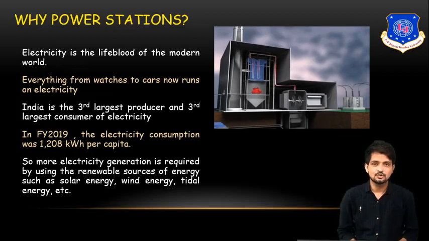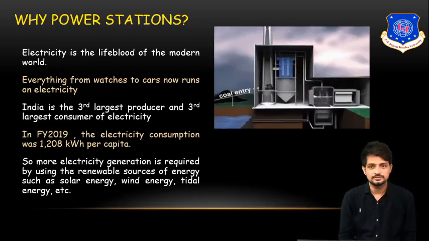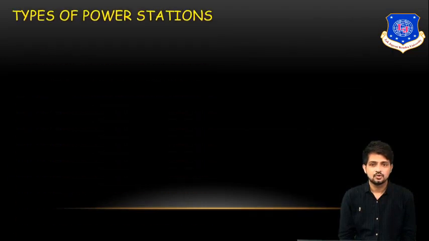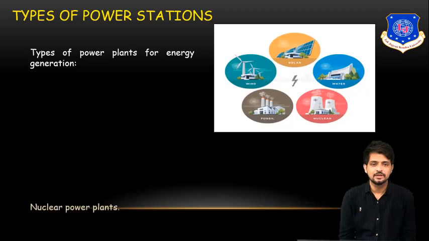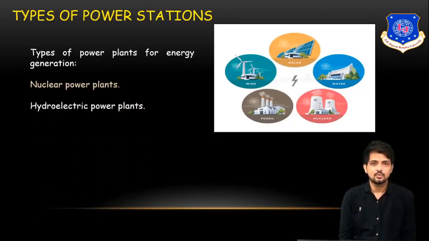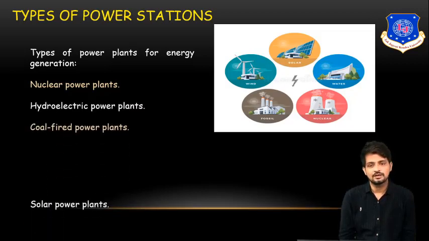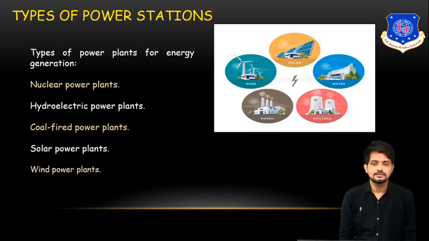The renewable energy sources like solar energy, wind energy, tidal energy, we should try to generate the power using these types of energies. So how many types of power stations are there? Let us study that. The different types of power stations that are used for the generation of electricity. The first one is nuclear power plant. Second one is hydroelectric power plant. The third is coal-fired power plant. Then solar power plant, wind power plant.